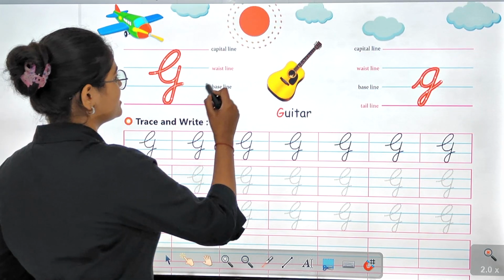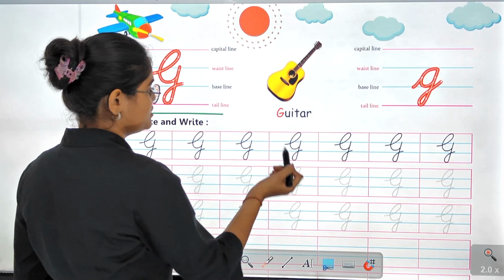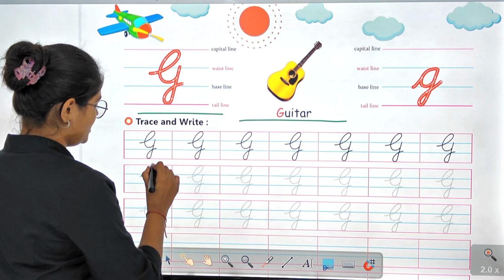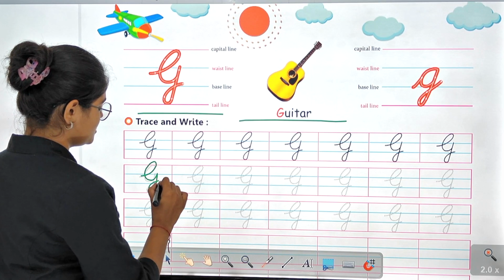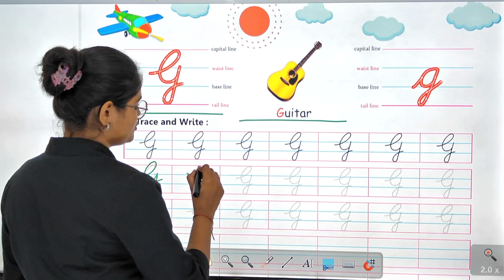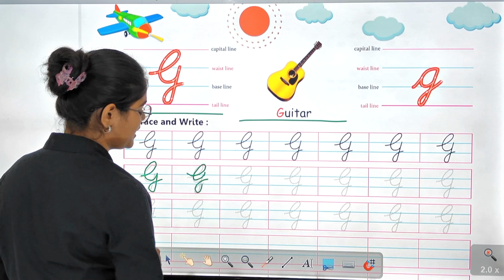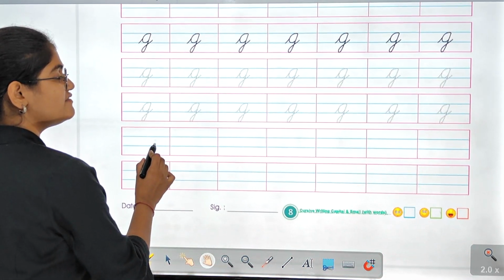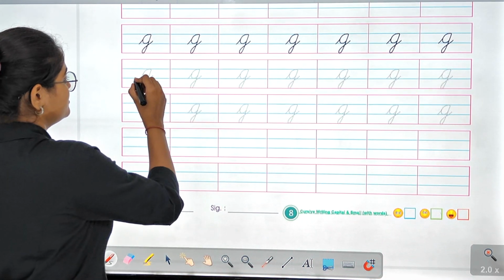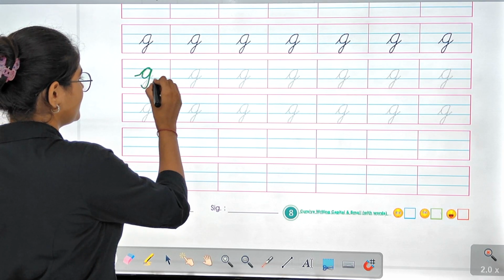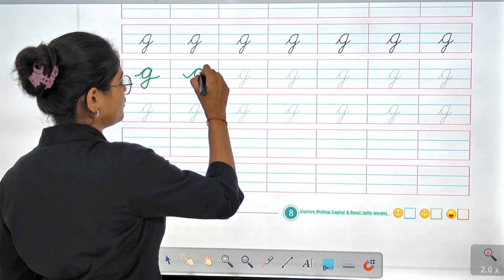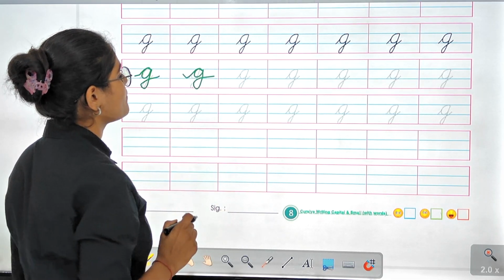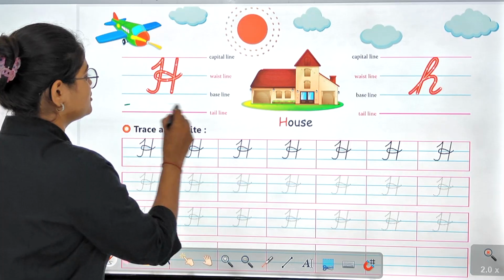So the next is G. G for guitar. Now let's go with the small cursive letter. G for guitar. Right? Moving ahead.